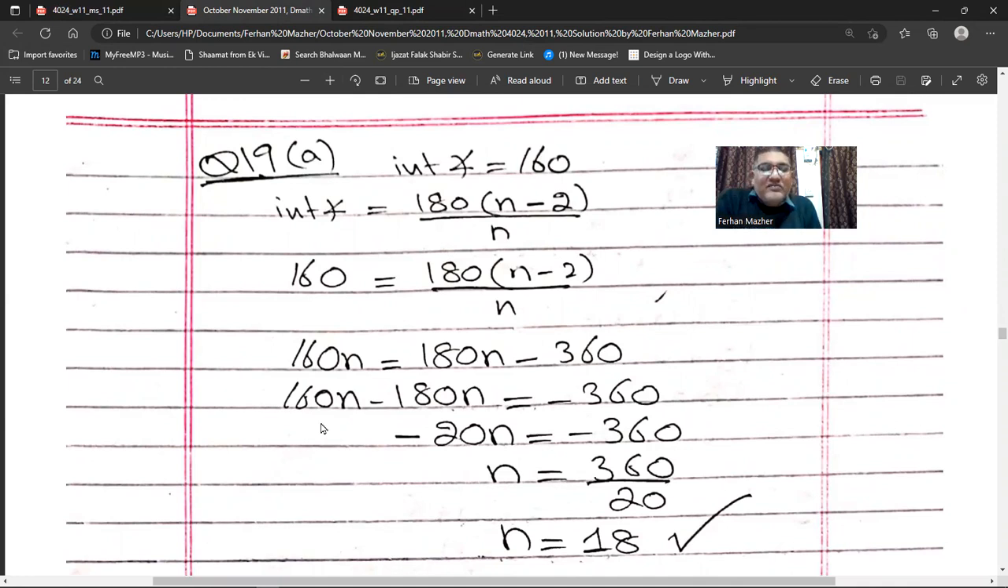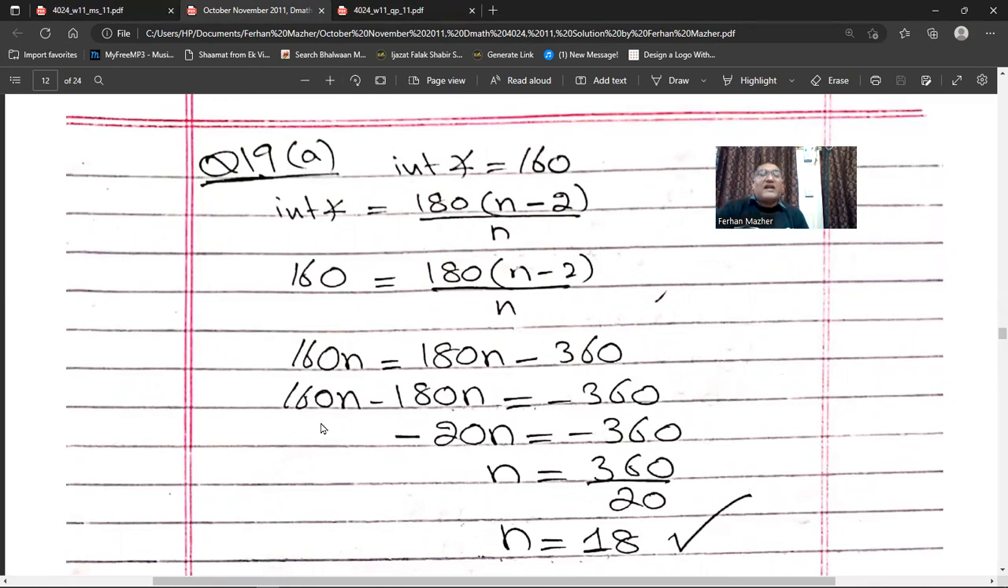So the internal angle is equal to, we know the formula, 180 (n minus 2) divided by n. n means the number of sides. So the internal angle is 160, so that equals 180 (n minus 2) divided by n. Cross multiply, so you will have 160n equals 180n minus 360.